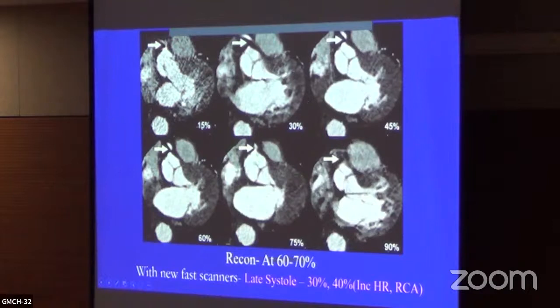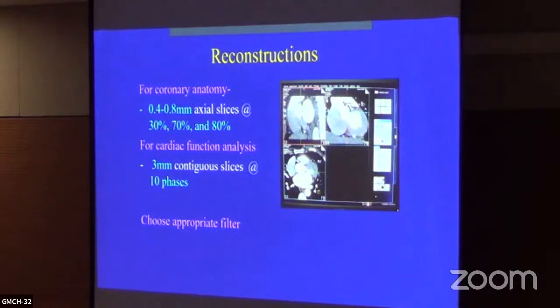So you choose and you do selective coronary reconstruction. So each coronary artery, you may have to do individual reconstruction. For example, 45 is giving you good visualization of RCA, but LAD may be seen in another phase. RCA may be seen better in another phase. So you choose and reconstruct your phase accordingly. So we usually acquire the slices at 0.4 to 0.8 millimeter axial slices, and you choose the best phase where you want to do it.